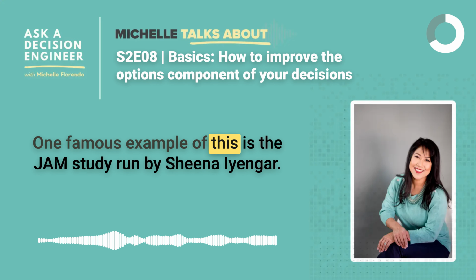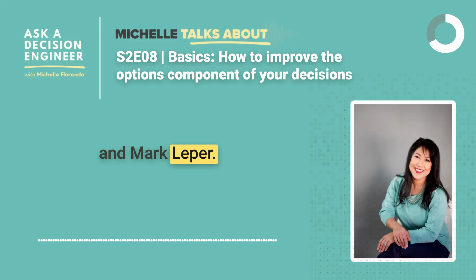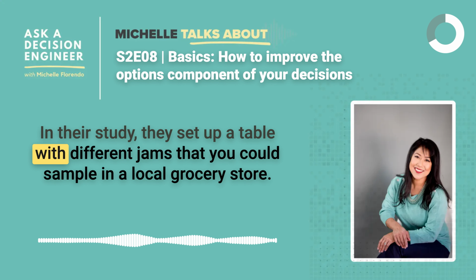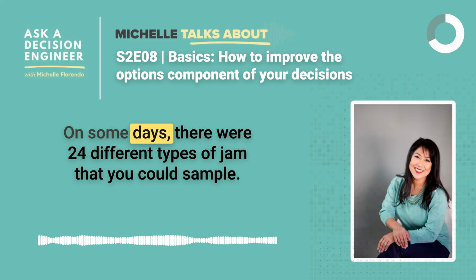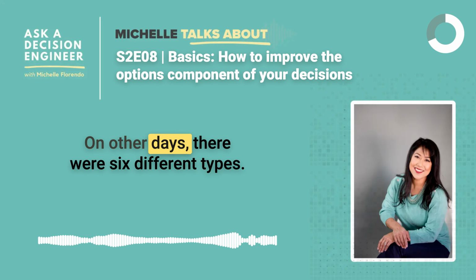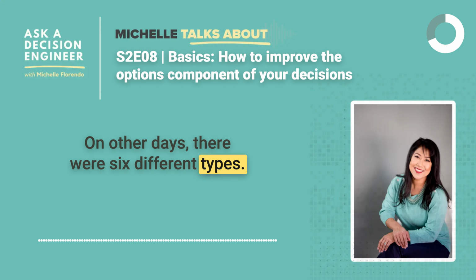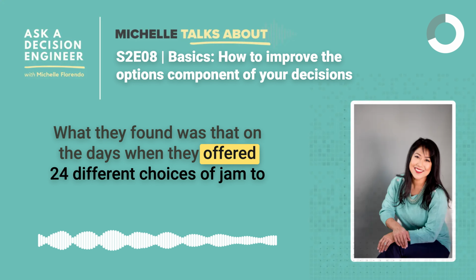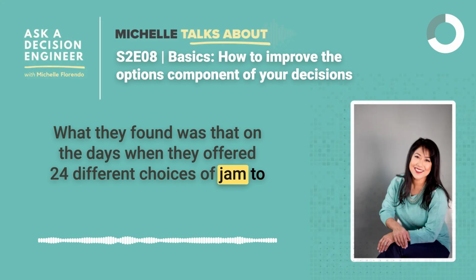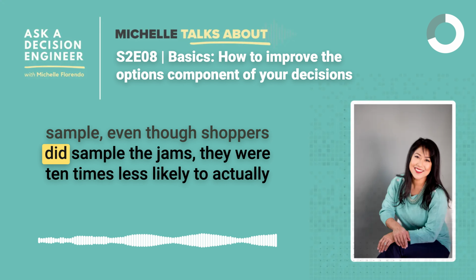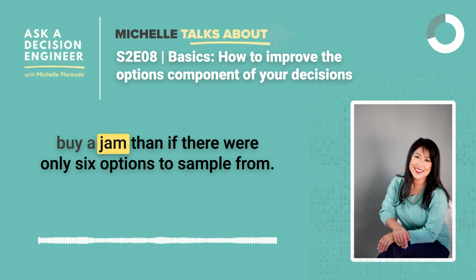One famous example of this is the JAM study, run by Sheena Iyengar and Mark Lepper. In their study, they set up a table with different jams that you could sample in a local grocery store. On some days, there were 24 different types of jam that you could sample. On other days, there were 6 different types. What they found was that on the days when they offered 24 different choices of jam to sample, even though shoppers did sample the jams, they were 10 times less likely to actually buy a jam than if there were only 6 options to sample from.